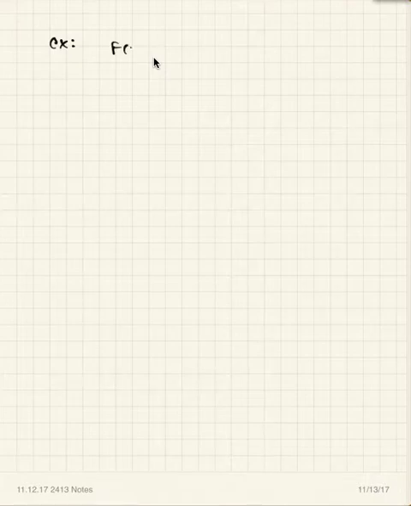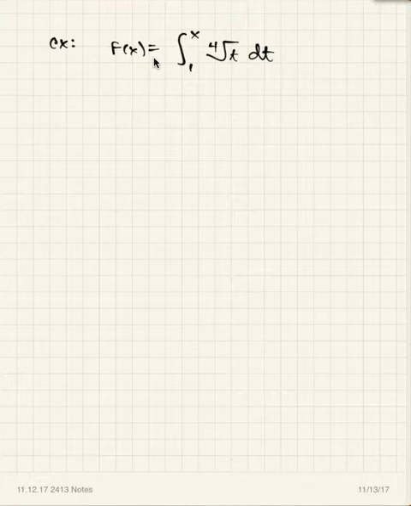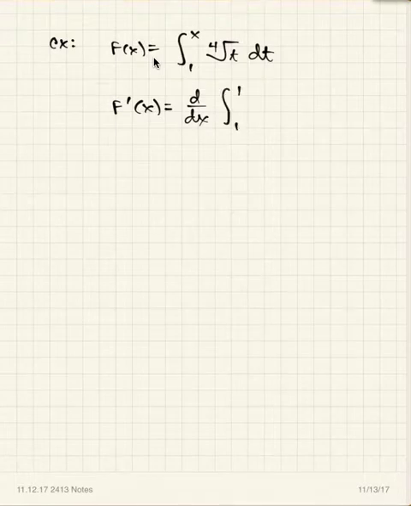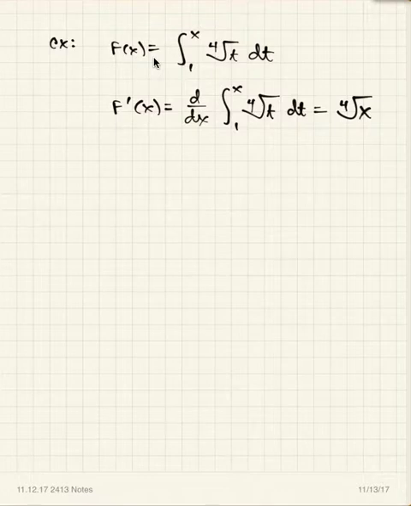So that's easy enough. If you had capital F of x is the integral from 1 to x of the 4th root of t dt, and you wanted to look at capital F prime, once again that would be the derivative of this function from 1 to x of the 4th root of t dt, and that would be the 4th root of x, like that, applying the fundamental theorem part 1.